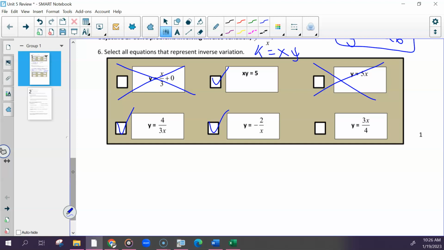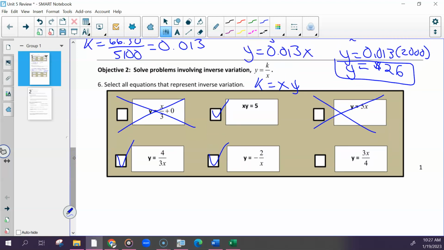Because it looks just like this. Even though it's switched, it looks just like that. Right, and then this last one. Is the X in the denominator?